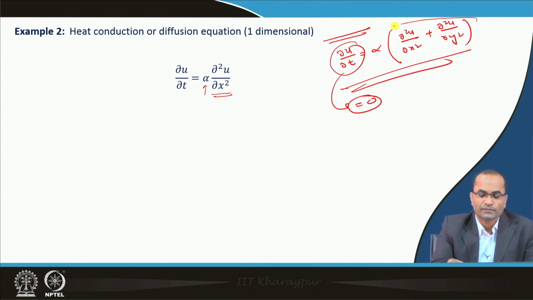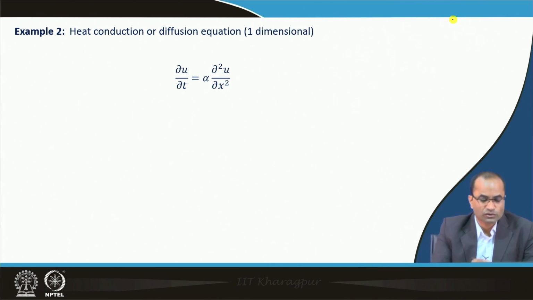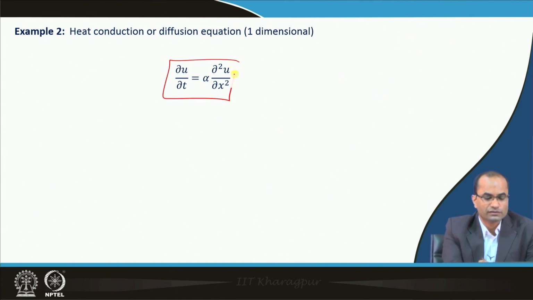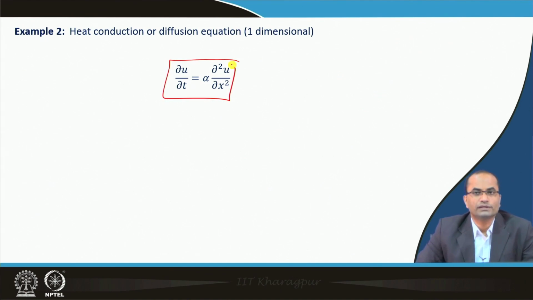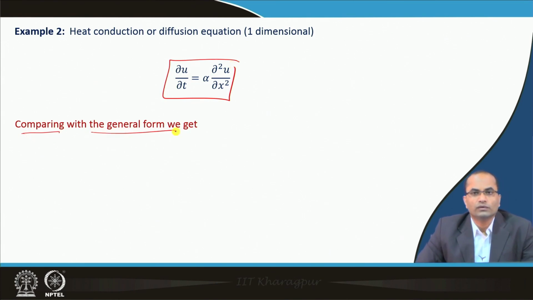In that case, this equation is called the Laplace equation or steady state heat equation, which we have just explained in the previous slide. So, here we are considering the one dimensional heat conduction equation, and if we want to go for the classification, we compare again with the general form.